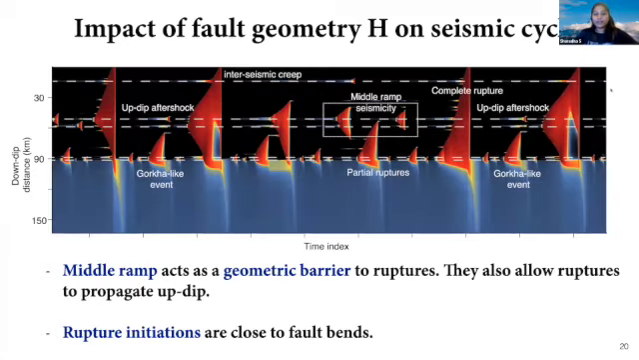Next we can look at the details of the seismic cycle using fault geometry H, and that's the model with the middle ramp in the seismogenic zone. The presence of the middle ramp affects several interconnected aspects of the seismic cycle. First, the middle ramp is able to act as a barrier, stopping ruptures, as in the case of Gorkha-like events, but it also allows ruptures to pass through it, creating these larger partial ruptures. And there are also these ramp-spanning ruptures that break this region in smaller partial ruptures.